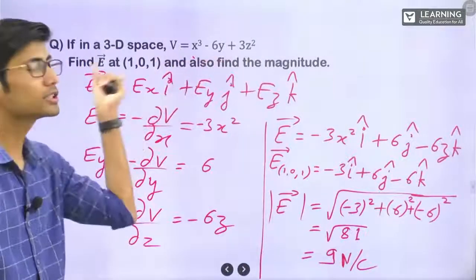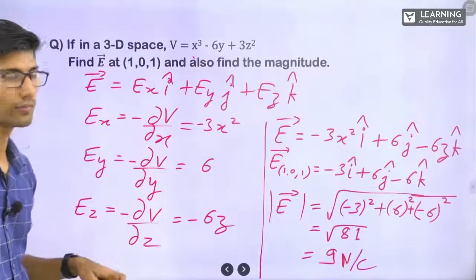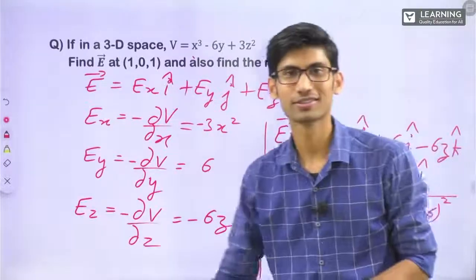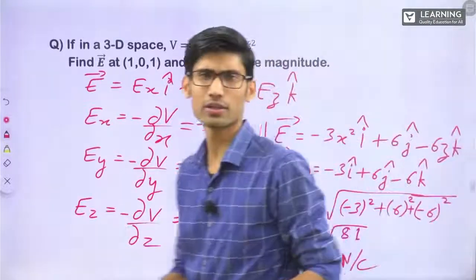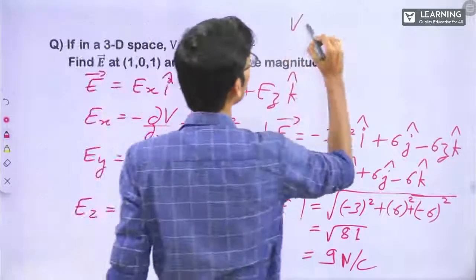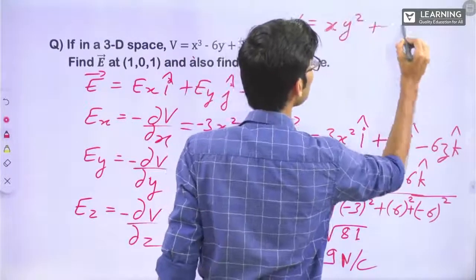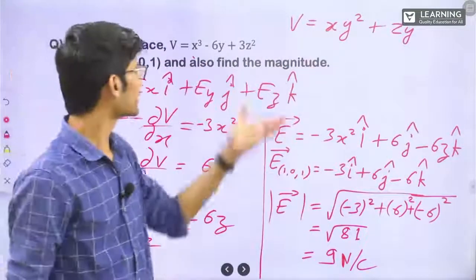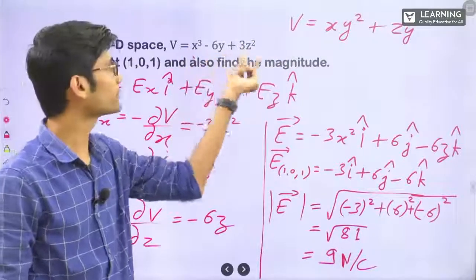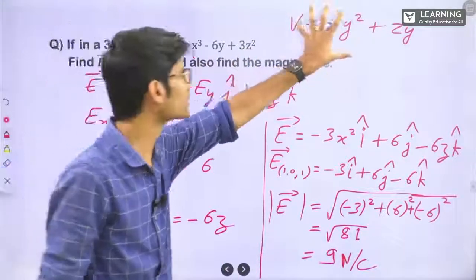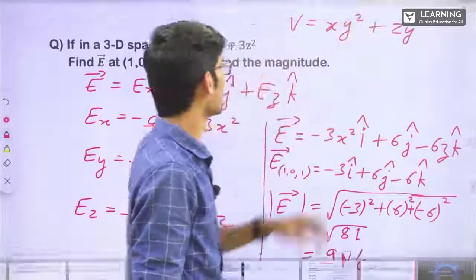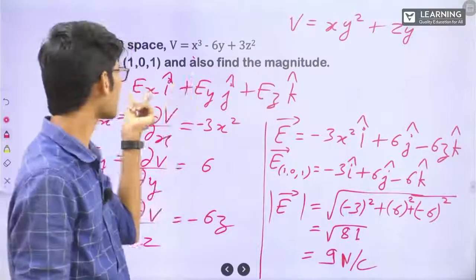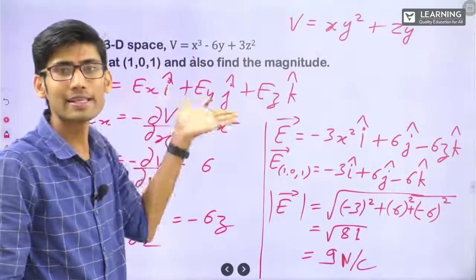How? By knowing the potential, we got the electric field. Done? So I hope you understood today's session. Like this, there can be any question. They can give V as xy square plus zy, something like that. They can mix also. It doesn't mean that x term should be different, y should be different, z should be different. It's not a vector quantity. This is just an entire value. For E, we write as Ex i cap, Ey j cap, Ez k cap.